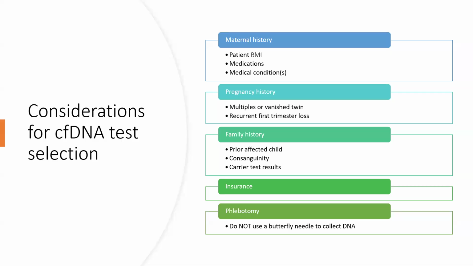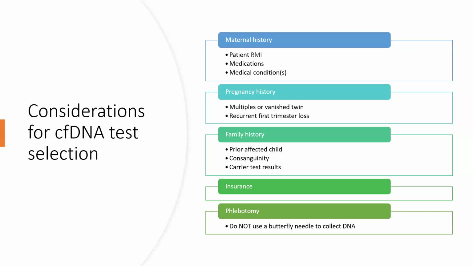Also, something to consider is if you've done carrier screening on your patients and the patient and her partner are both carriers for the same recessive condition, prenatal diagnosis should be considered, and in which case cell-free DNA screening could probably be tabled, since you can then do a karyotype or a microarray directly on an amniotic fluid or a chorionic villi sampling. Insurance plays a role, certainly, not as much now as it used to.